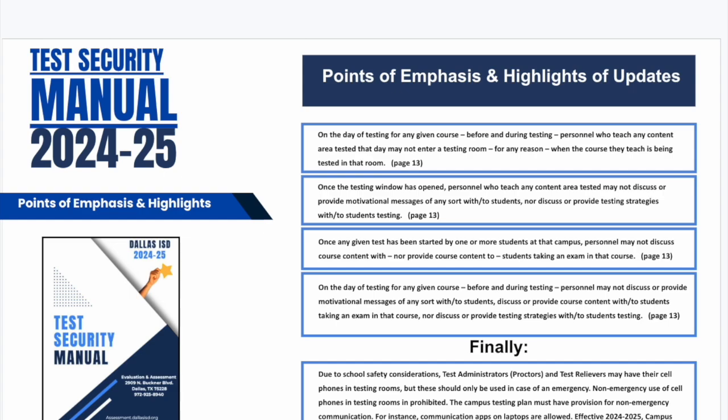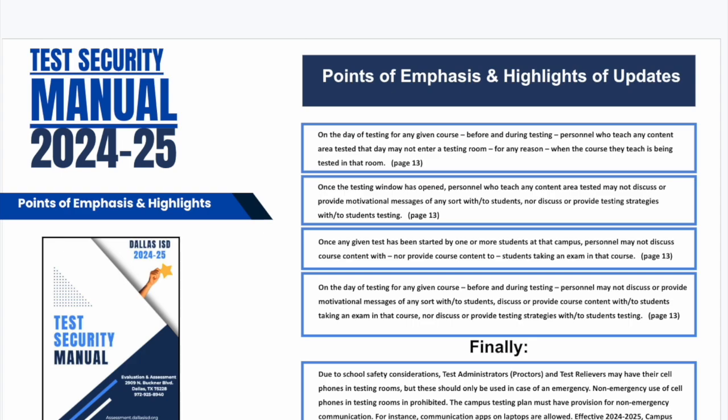We are not allowed in our rooms at all during the day of testing, whether it's before or after the test. Once a testing window has opened, personnel who teach any content area tested may not discuss or provide motivational messages of any sort with the students, nor discuss or provide testing strategies with the students. So not even the message on the board saying we believe in you, although that does not include any strategies. This is something that is no longer allowed.